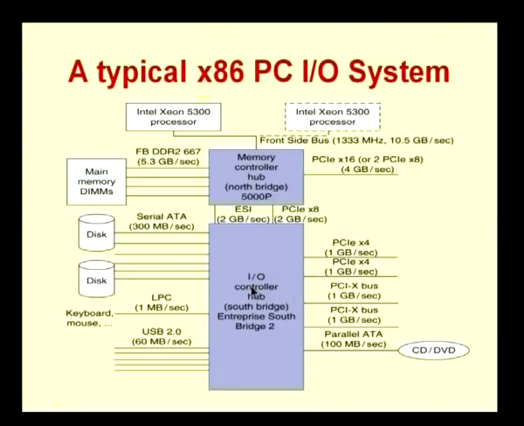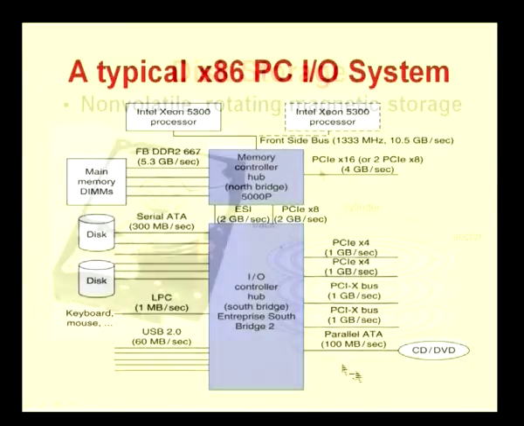So, the south bridge you can see will be connected to different IO devices. You have a disk controller that may be connected, different disks can be connected, keyboard, mouse, USB, and then other PCI extension buses can be connected to it. You can have a parallel ATA, which is another standard that is used to connect CDs and DVDs. So, this can be connected over here and so on. So, this is another typical configuration that we would see within a system.